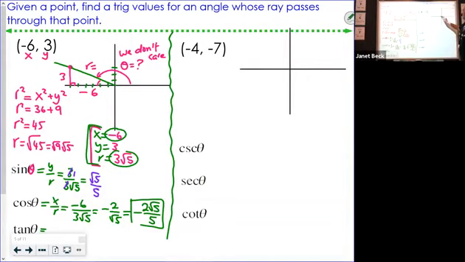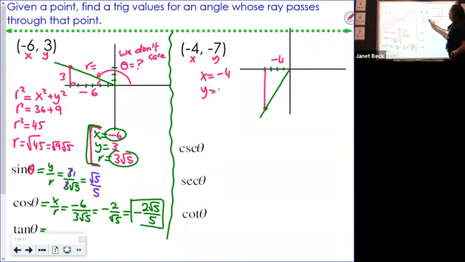So we just graphed the point (-4, -7). All we want is that terminal ray. It's not on an axis, it's in the middle of a quadrant, so we can make it into a triangle. In that triangle, we know that our x is -4, because we were told that here. We know our y is -7, but we don't know the r. We don't know the angle either, but we don't care about the angle.